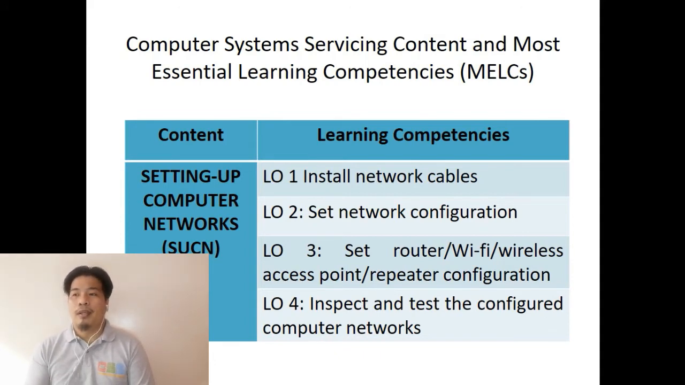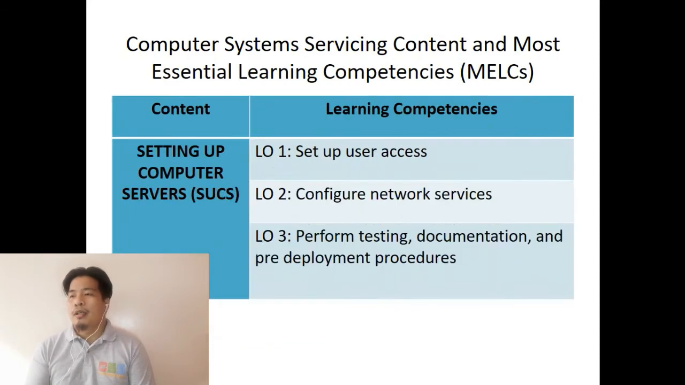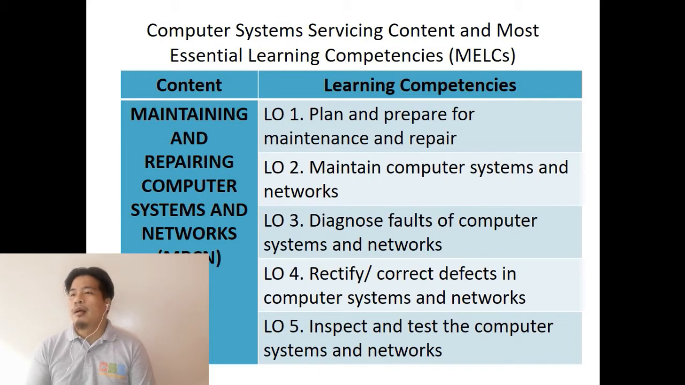For core competency number 3, that's setting up computer servers. The learning objective number 1 is set up user access, configure network services, and perform testing, documentation, and pre-deployment procedures. The 4th core competency is the maintaining and repair of computer systems and networks. The learning objectives are plan and prepare for maintenance and repair, maintain computer systems and networks, diagnose faults of computer systems and networks, rectify or correct defects in computer systems and networks, and lastly, inspect and test the computer systems and networks.